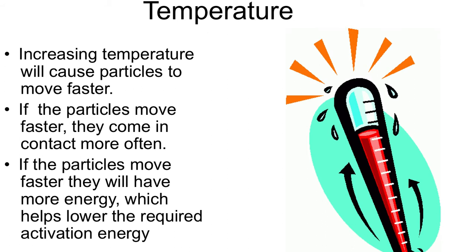The next one is temperature. A lot of chemical reactions require temperature in order to start. Just think about cooking, right? If you want to change a raw egg into a cooked egg, you have to increase the temperature. Increasing the temperature will cause the particles to move faster. And once again, if the particles are moving faster, they're coming in contact with each other more often, increasing the likelihood that they will react with one another.